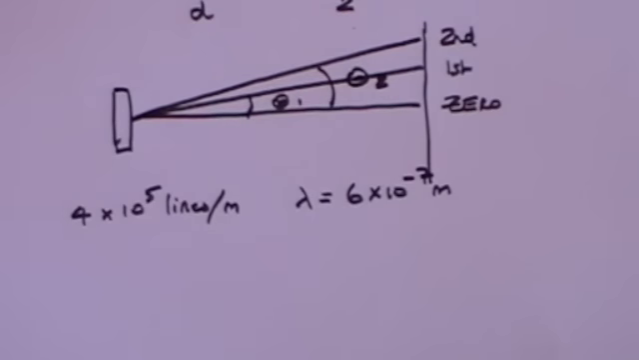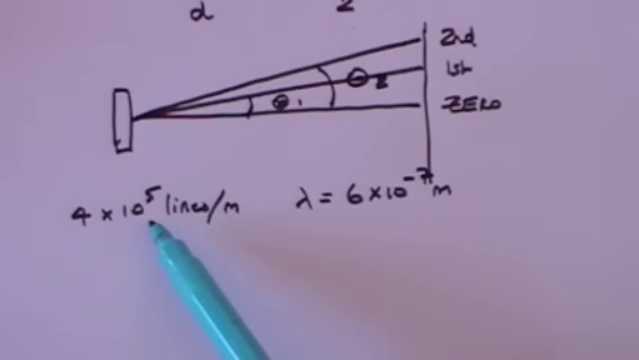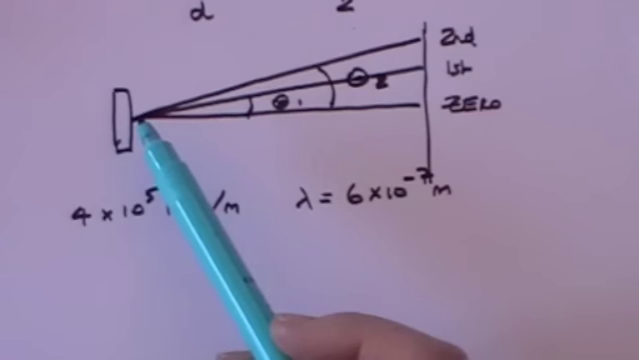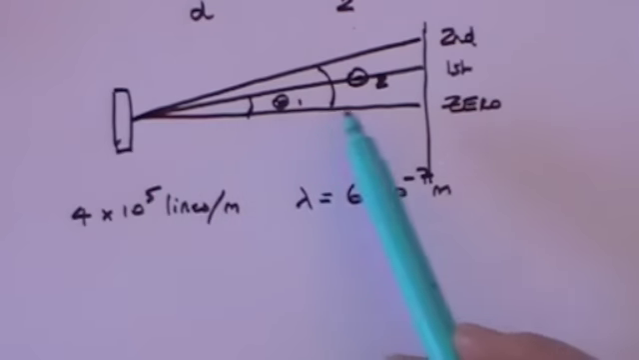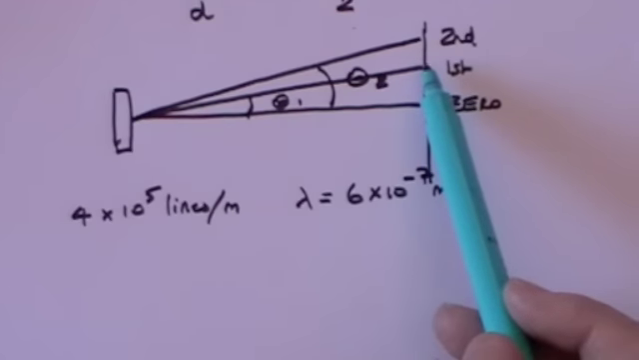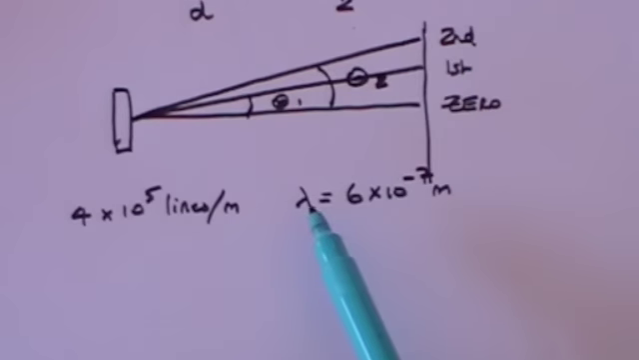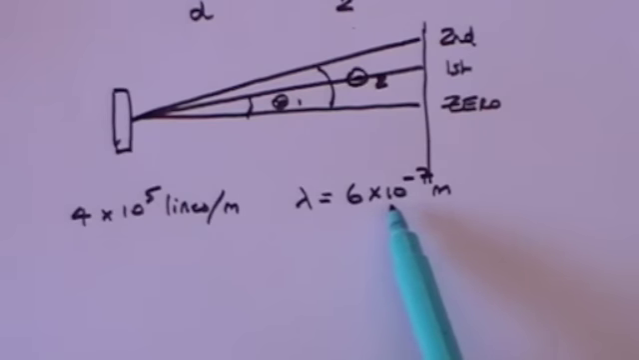Question 9. We're presented with this diagram. This is a diffraction grating with 4 times 10 to the 5 lines per meter. The diffraction grating produces fringes. The first will be the 0th fringe. This is the first fringe. This is the second fringe. We're told that the light that is used, which will actually be yellow light, has a wavelength of 6 times 10 to the minus 7 meters.